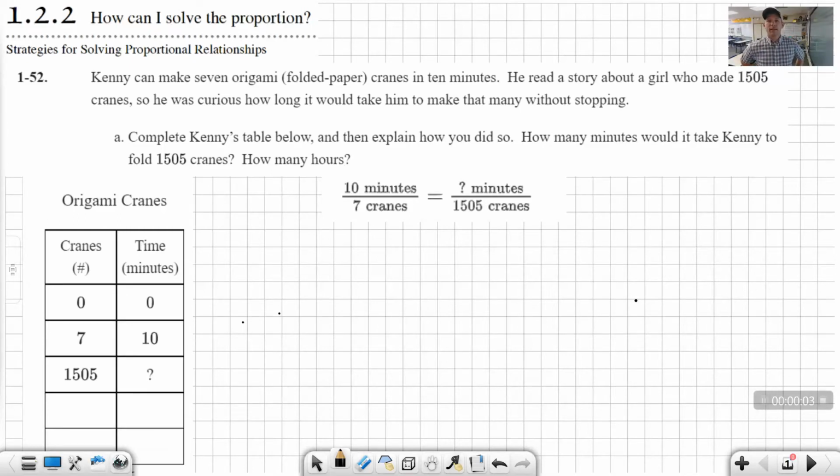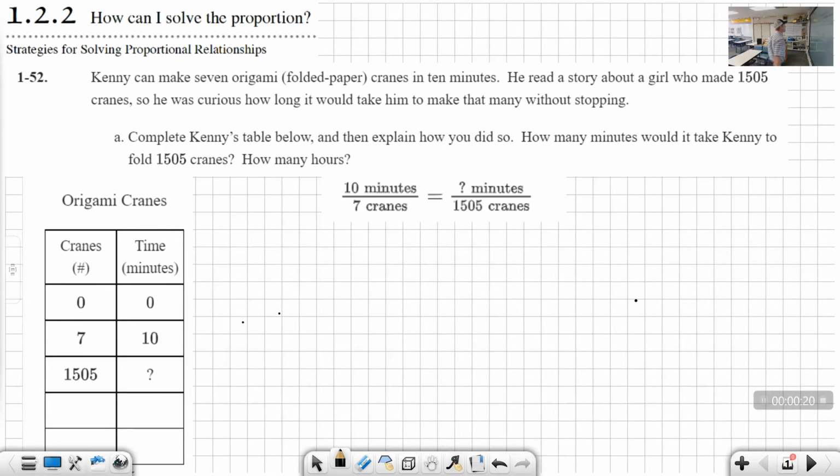Welcome to lesson 122. Today we're going to be doing two problems, 1-52 and 1-53. Okay, so two problems for today, a couple things that you can do at home.